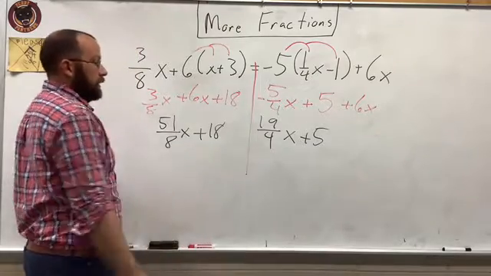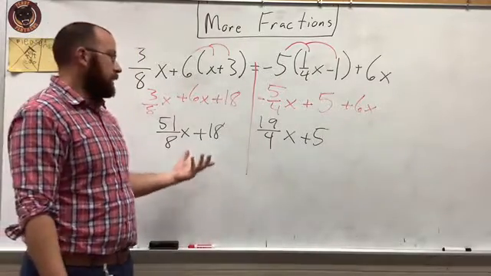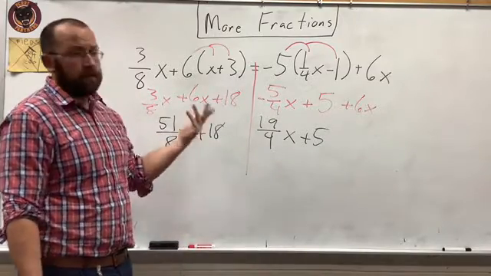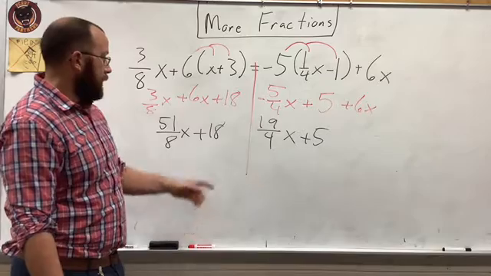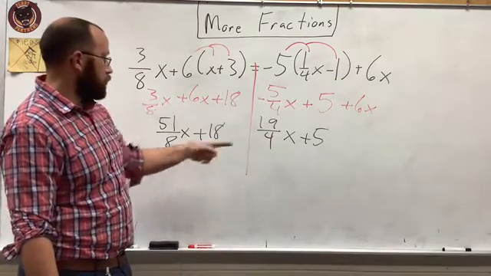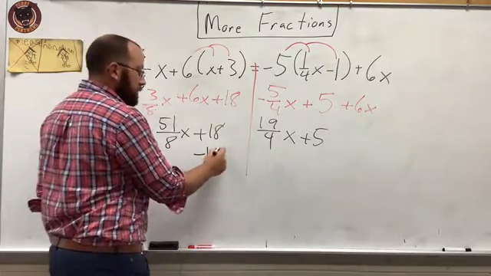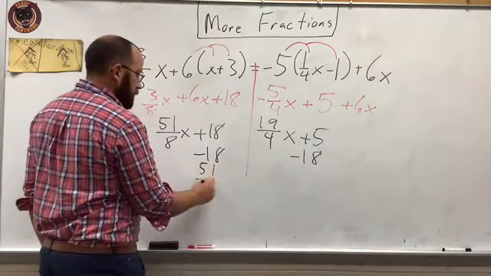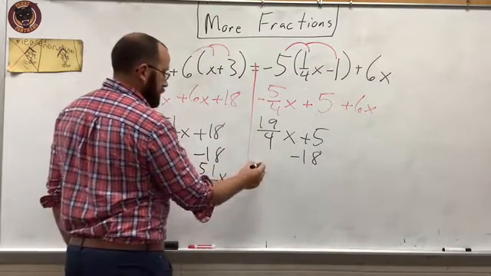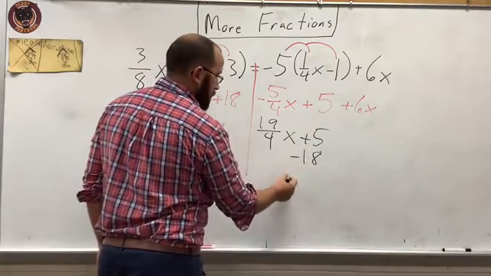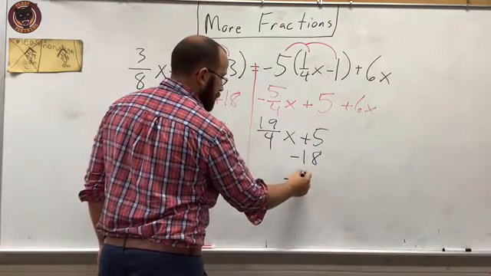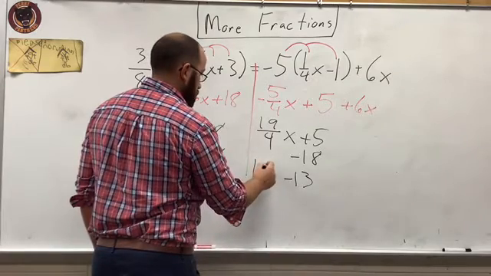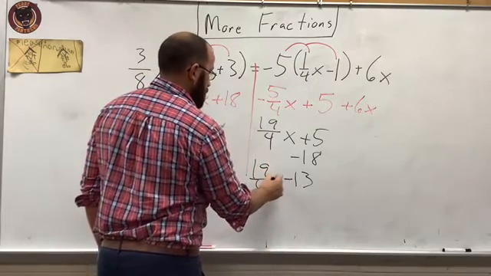Now we just have a multi-step equation with variables on both sides, but we still have fractions, so we have to deal with those. I'm going to move it that way. So I'm going to get rid of my constant first. And that gives me 51/8 x. Gives me negative 13. 19/4 x.